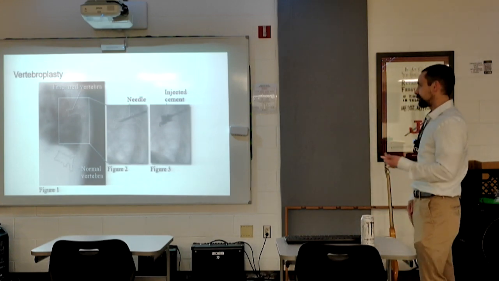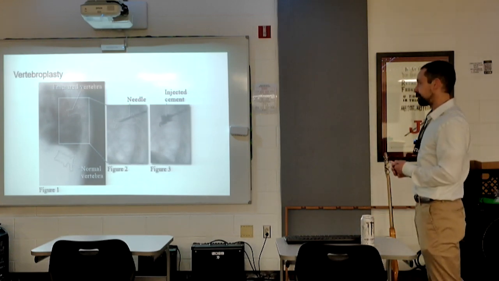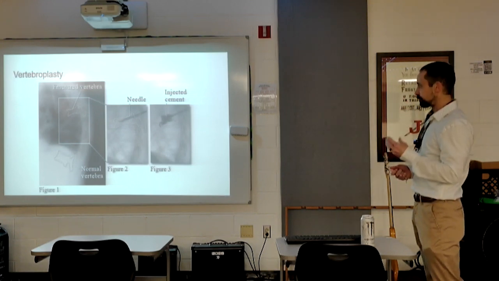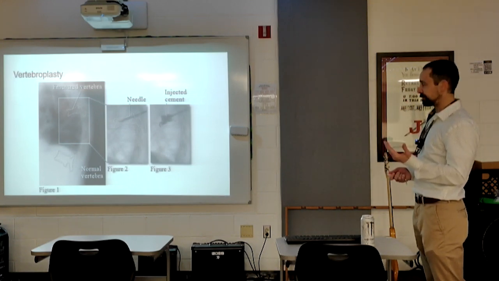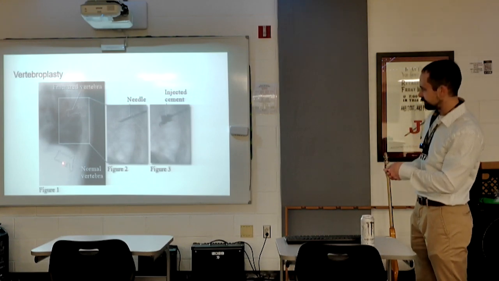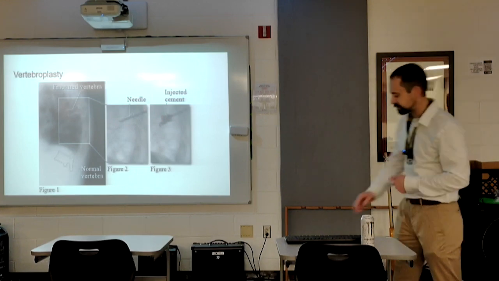They'll do vertebroplasties, so if people have spine fractures, the vertebrae can collapse and can be squished down, and they can treat those so it doesn't hurt as bad, and also to prevent it from collapsing further. So these are x-rays showing a normal vertebrae. This one's kind of squished. They put a needle in, and then they inject cement to keep it from getting squished even more.